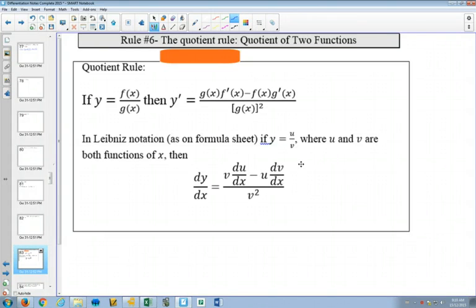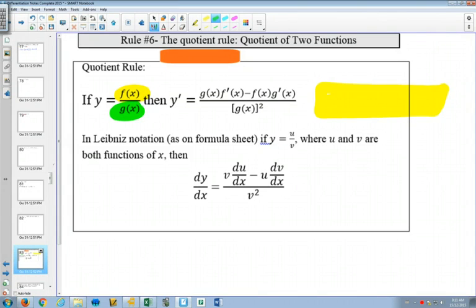So here is our quotient rule, which is on your formula sheet. Here it is in Leibniz notation. Maybe I won't highlight the whole thing, I'll highlight certain parts of it. And here it is in Leibniz notation. So what we notice is we have one function. I'll highlight the top function in yellow and the bottom function in green.